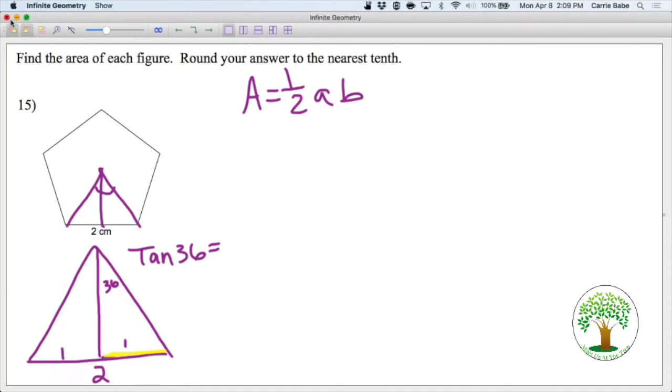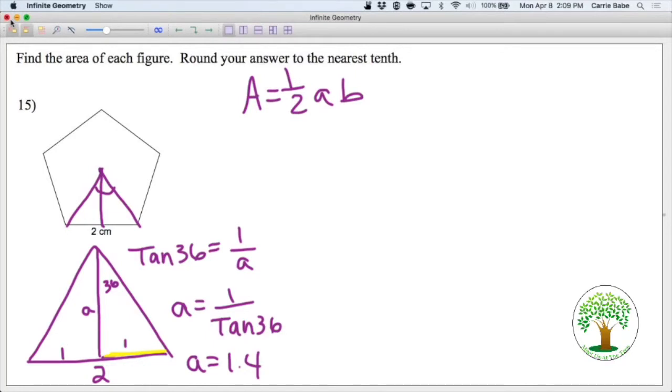I'm going to call this A again because that is what it is. We have the opposite over adjacent. That's 1 over A. So A is going to just be 1 over tangent 36. Tell me what that A is when you've got it, please. 1.4. I got 1.4 as well.